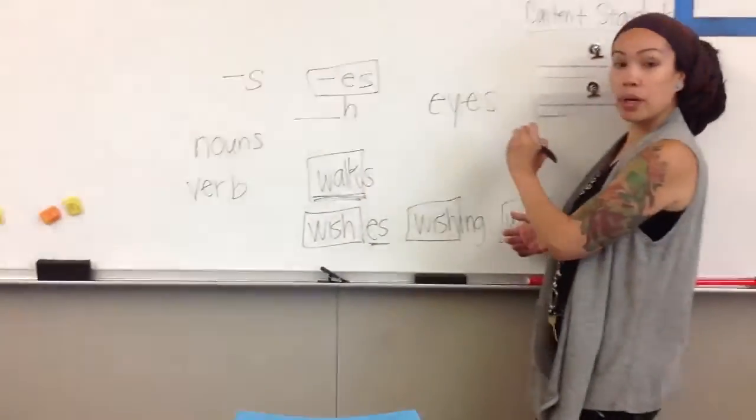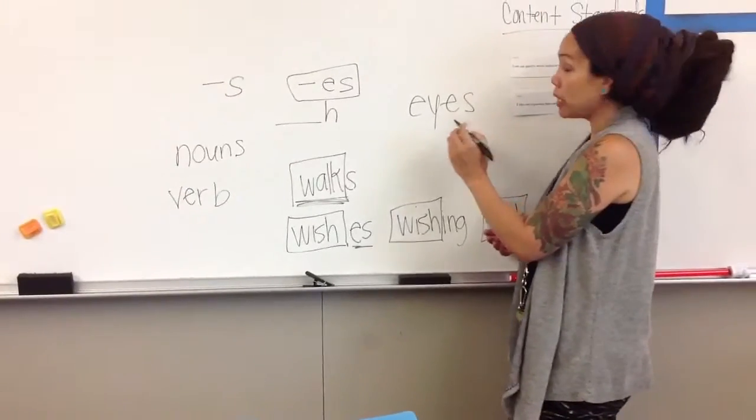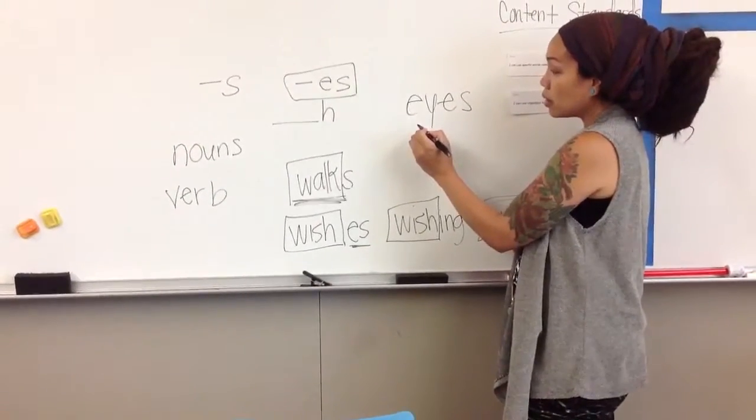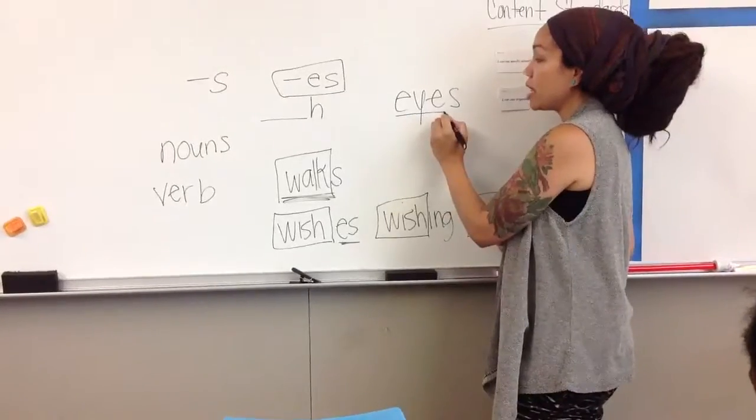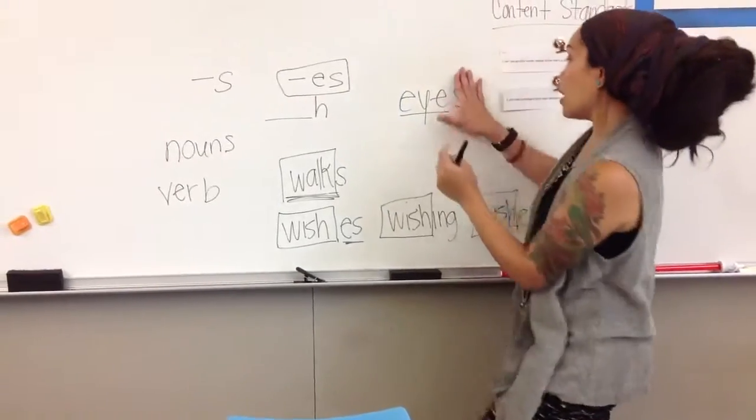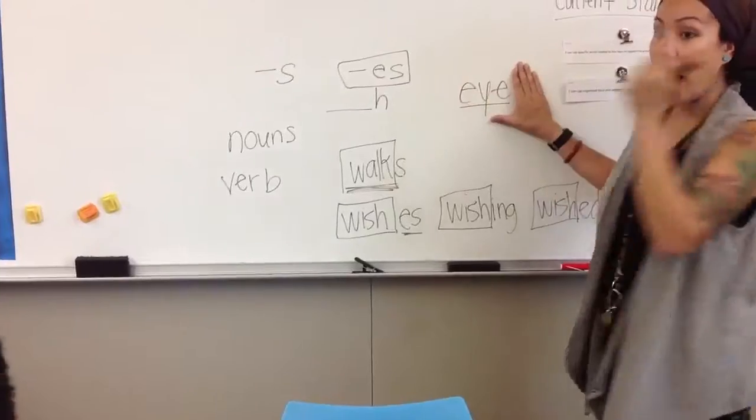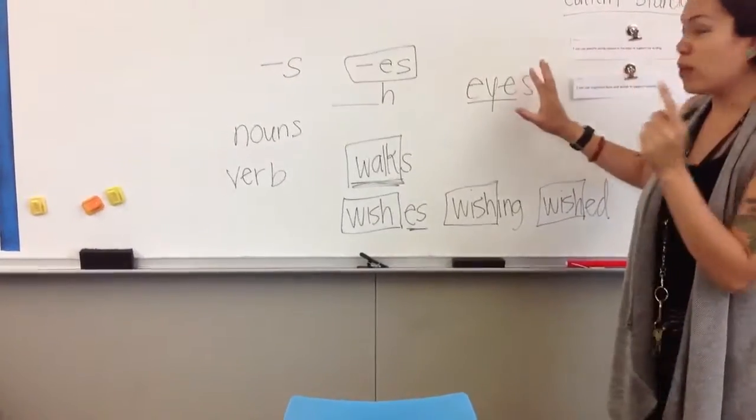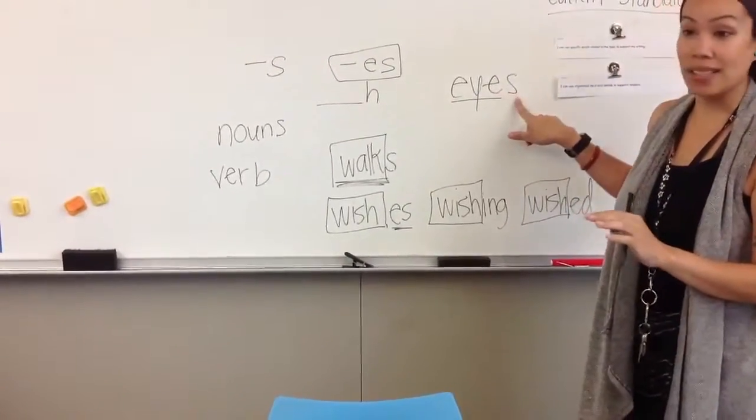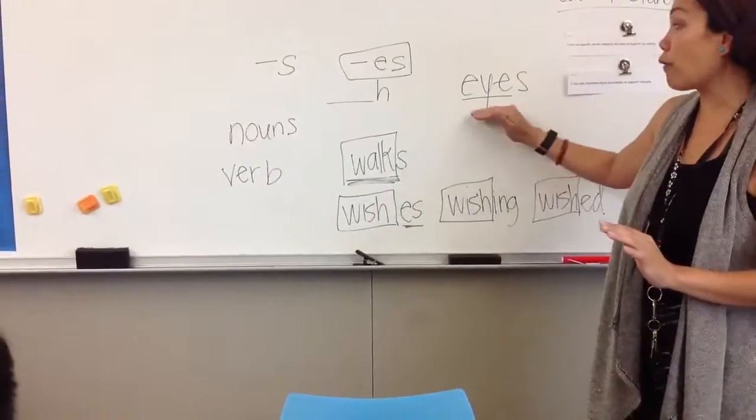So what would I put a line under? Can you spell it for me? E-Y-E. E-Y-E. And we stop there. Yeah. Because that is how we spell eye, like one eye. And it looks a little tricky because there's an ES. So I wanted to point that out to you to look out for that.